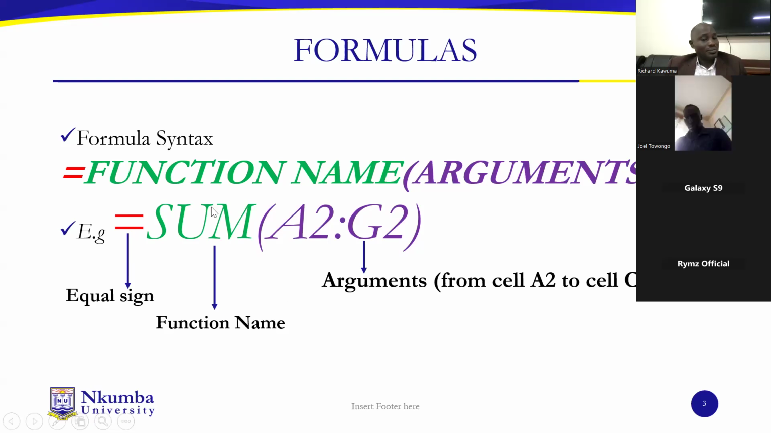SUM is the function name. And arguments we have from A2 up to G2. So this colon here means up to. Remember, we use a colon, not a semicolon. So that one is read as equals SUM from A2 up to G2. We are taking a sum of a range of cells from A2 up to G2. So we have the equal sign, we have the function name, and we have the arguments.